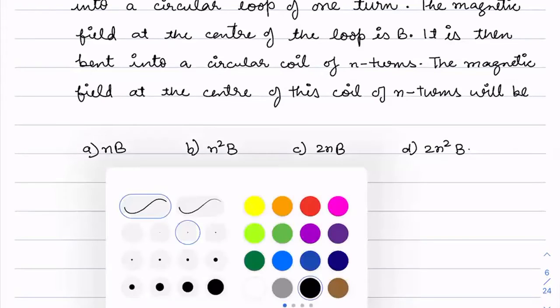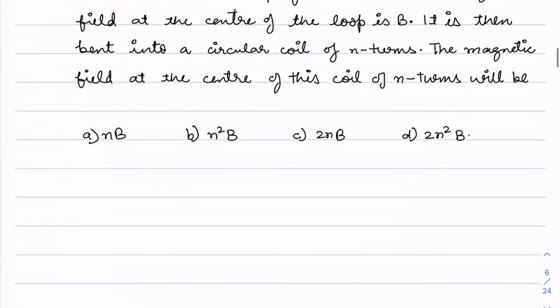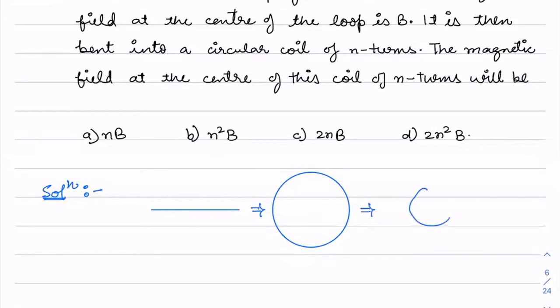Yes. Anybody who has solved this? Initially, I had a long wire like this. This wire is bent into one loop. Then we converted this into so many loops.